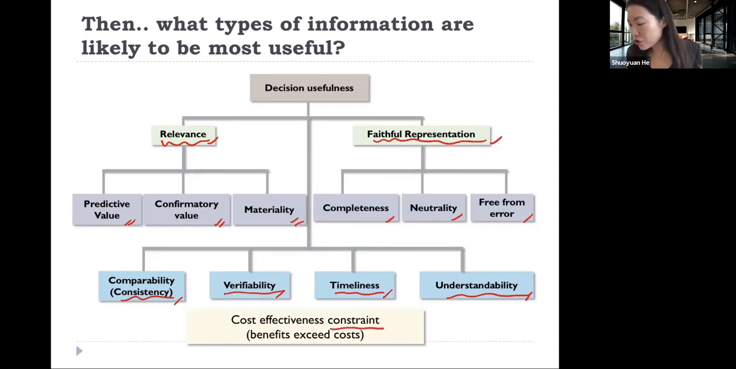And also we have a constraint here, the cost-effective constraint. So the benefit should exceed cost, meaning that to provide financial information, it is very, very costly for firms. Firms cannot go all the way. So firms need to take into account the constraint of cost when they provide this financial accounting information. So that is the cost effectiveness constraint.